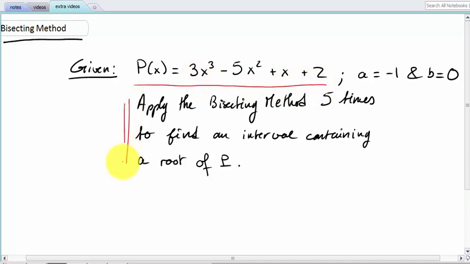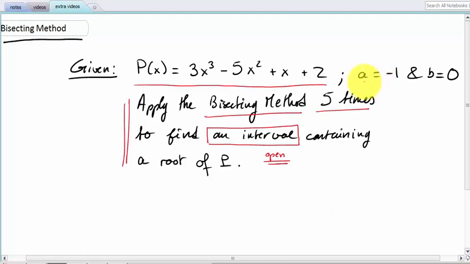Here's a question. Apply the bisecting method 5 times to find an interval containing the root of p. So my answer is an interval. I will need to find an interval. It's going to be an open interval, actually. All right, how do we do that?